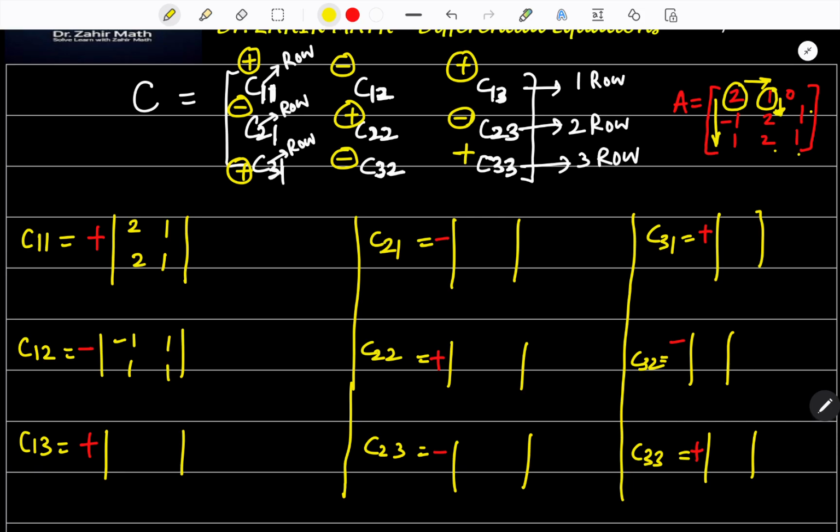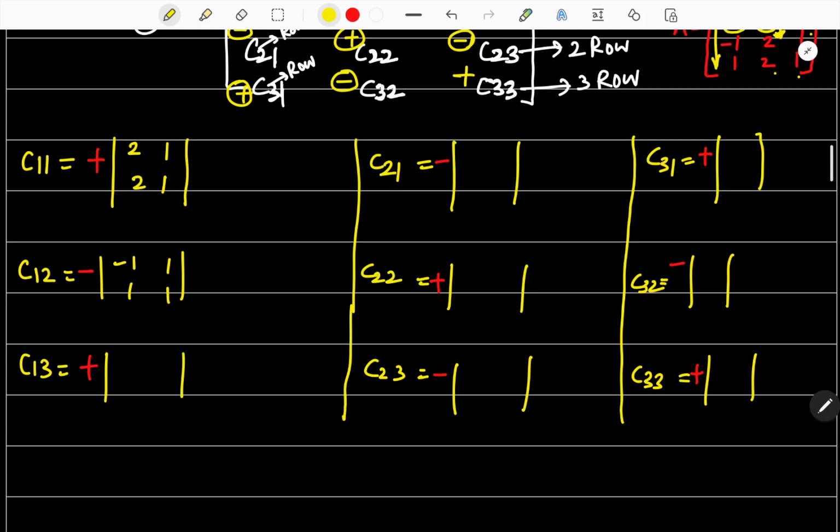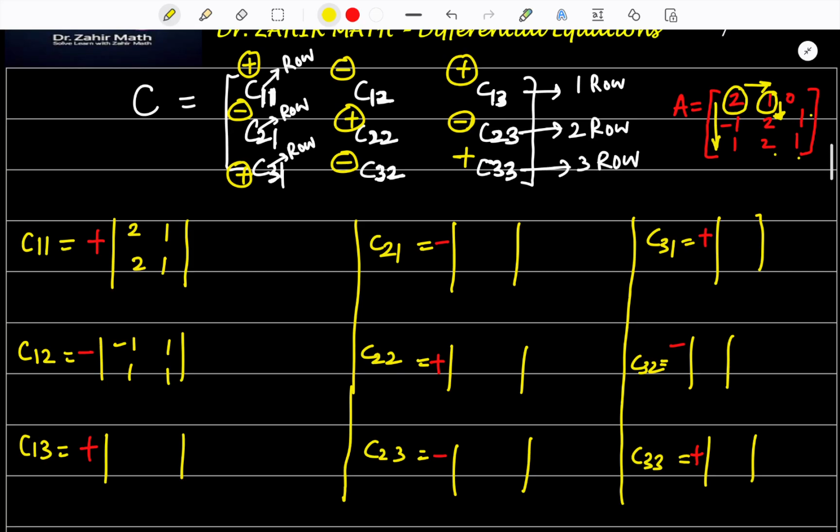Right. Similarly, C13. C13 means what? You need to close this row and you need to close this column. So when you close this one, what will happen? You will get this one and this one close. Only this 4 will come. So minus 1, 2 and 1, 2. You will get this one.